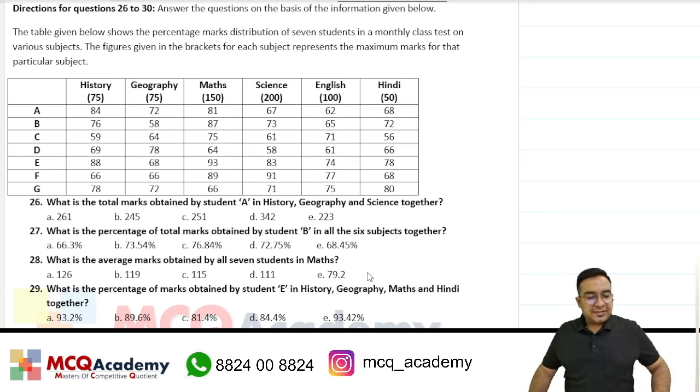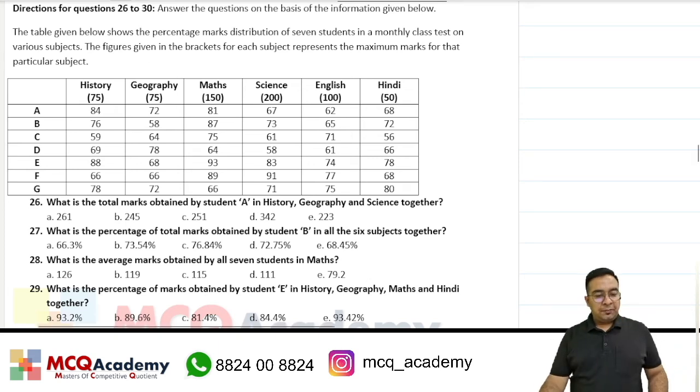Question number 26 to 30. The table given below shows the percentage marks distribution of 7 students in a monthly class test on various subjects. The figure given in the brackets for each subject represents the maximum marks for a particular subject.